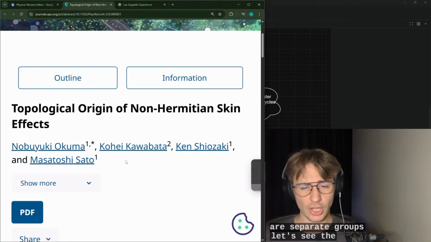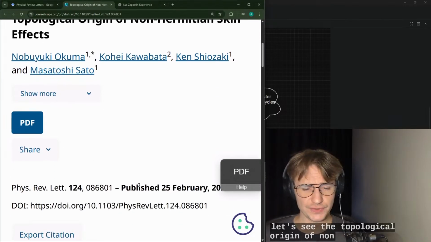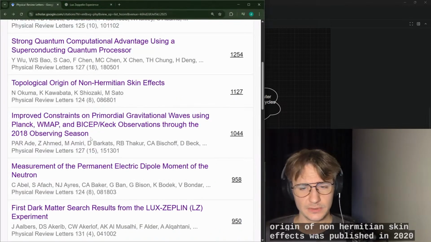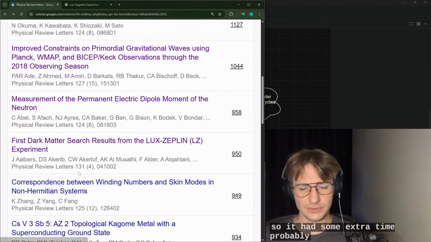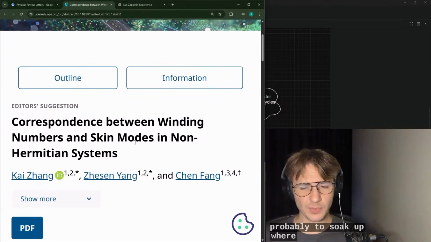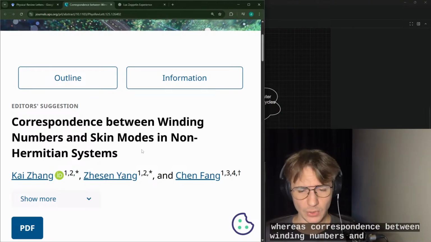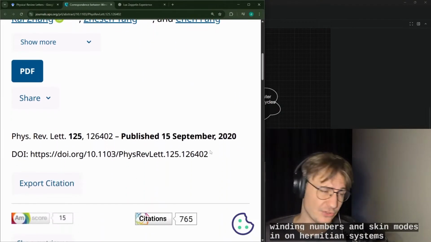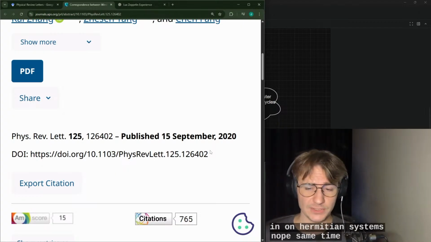Let's see, the topological origin of non-Hermitian skin effects was published in 2020, so it had some extra time probably to soak up citations. Whereas correspondence between winding numbers and skin modes in non-Hermitian systems... nope, same time. September 2020.